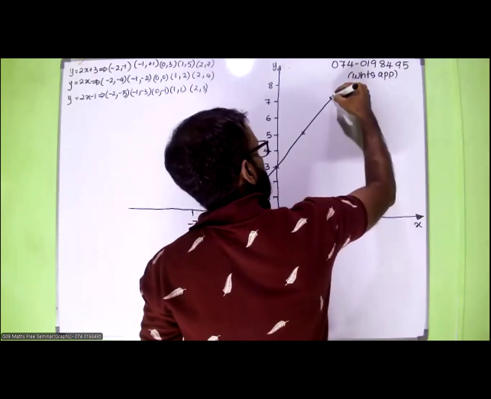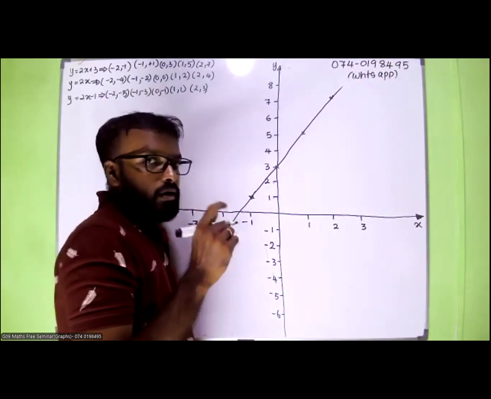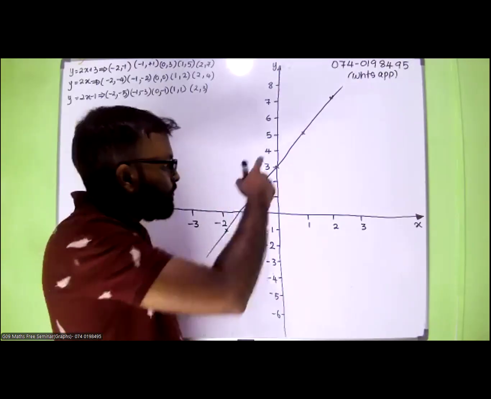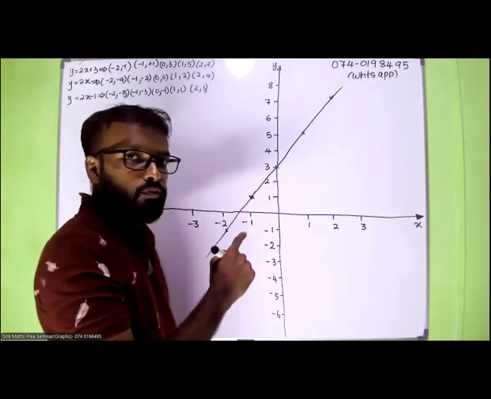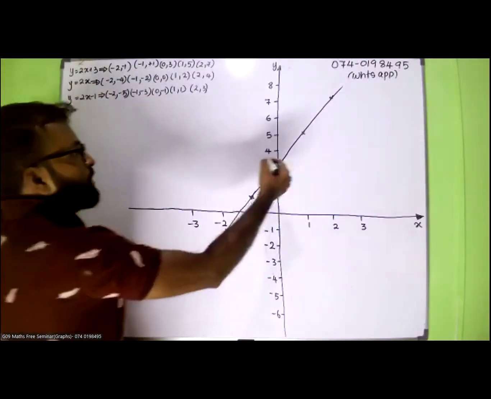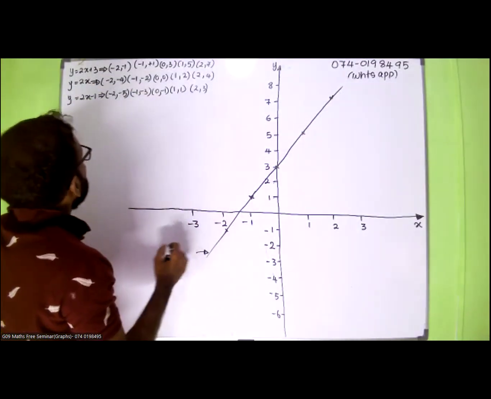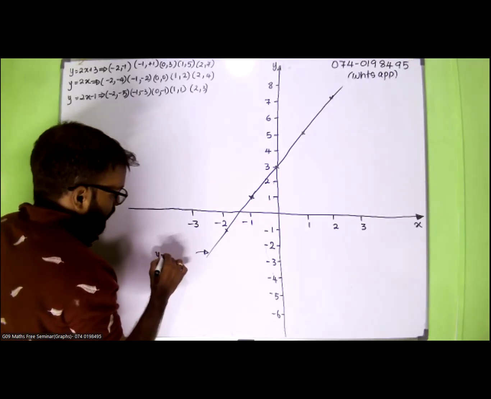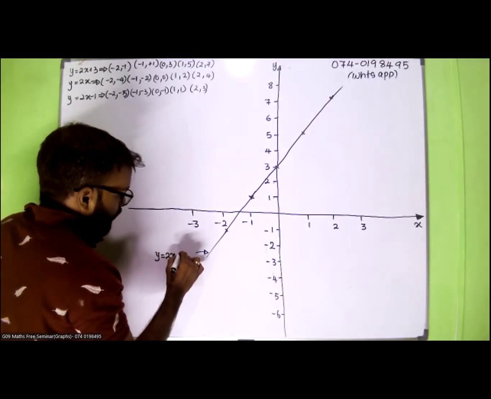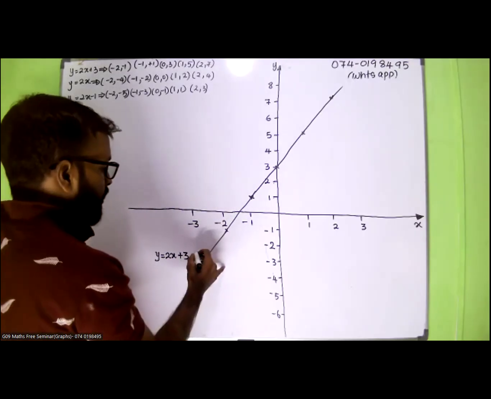If you want, you can explain. Now you need to identify this graph. What is this graph? You need to make sure that you name it. So this is my y equals 2x plus 3 graph.